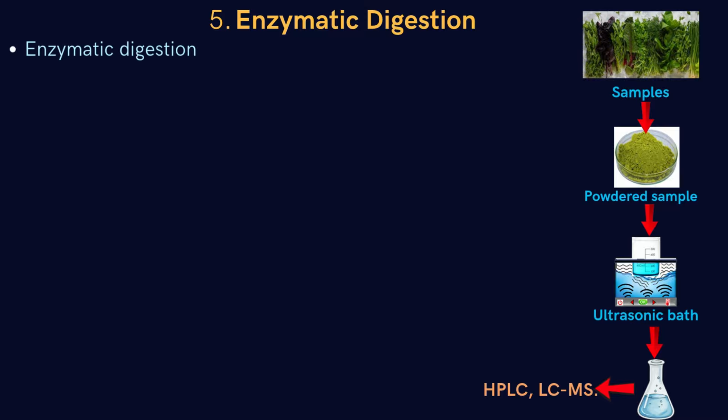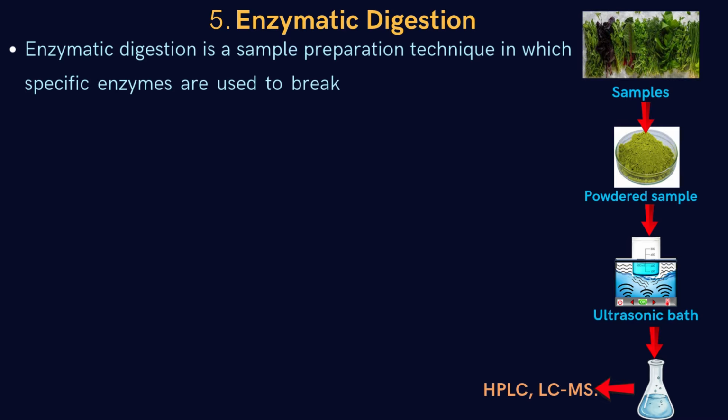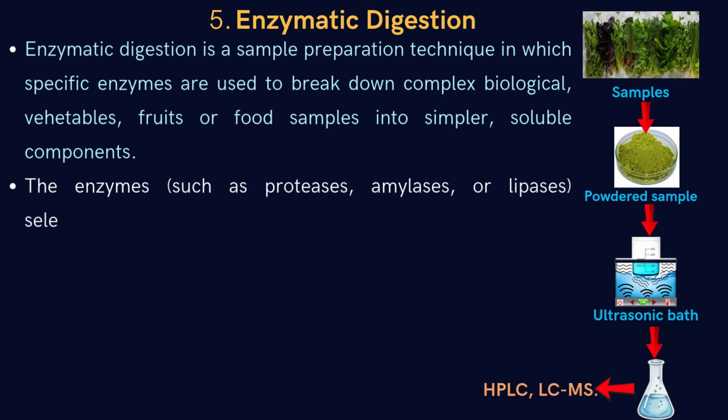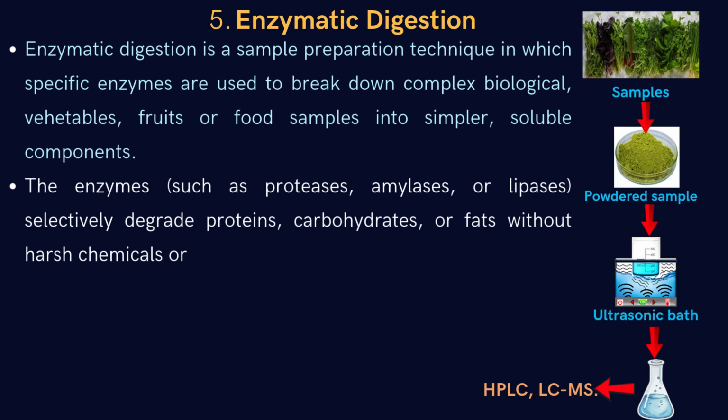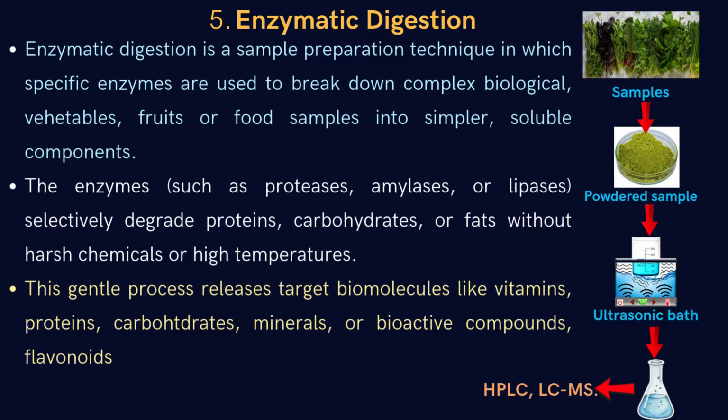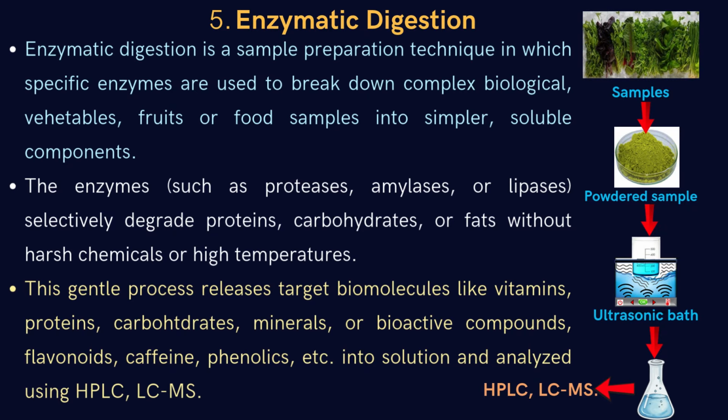Next one is enzymatic digestion, which is used for biomolecules analysis. This method is a sample preparation technique in which specific enzymes are used to break down complex biological, vegetables, fruits or food samples into simpler, soluble components. The enzymes, such as proteases, amylases, or lipases, selectively degrade proteins, carbohydrates, or fats without harsh chemicals or high temperatures. This gentle process releases target biomolecules like vitamins, proteins, carbohydrates, minerals, or bioactive compounds, flavonoids, caffeine, and phenolics, etc. into solution and analyzed using HPLC, LCMS.